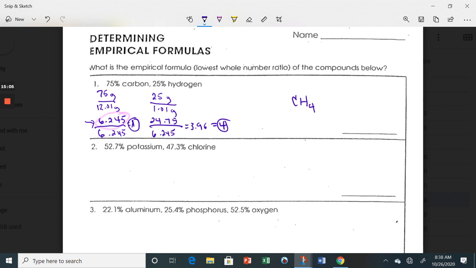Okay, just things to remember. If these guys right here were not close enough to be called and rounded up, you would have to multiply by a factor. Okay, so that is empirical formula.